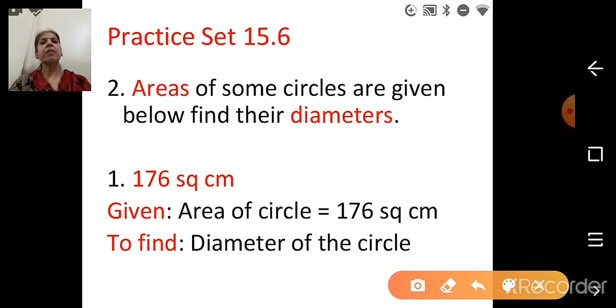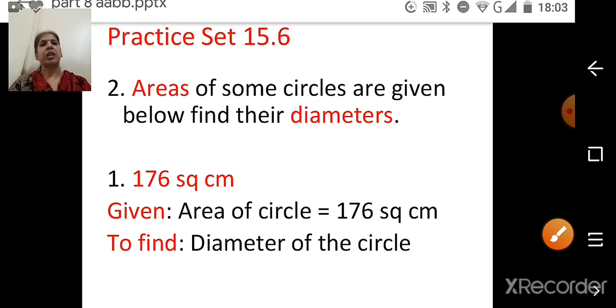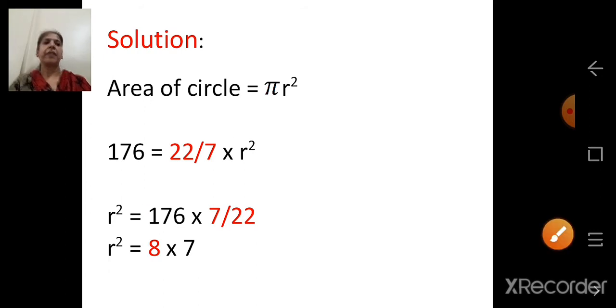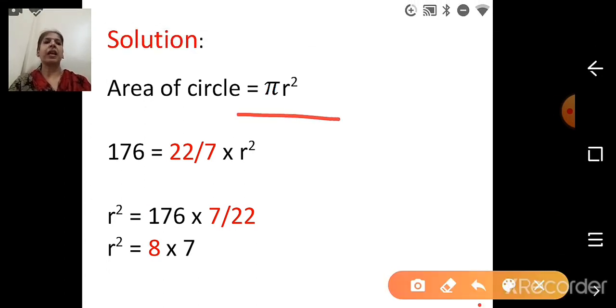So how will we solve the sum? First we will write given. What is given? Area of circle is equal to 176 square centimeter. Next, we have to find the diameter of the circle. Now solution. What is the formula we have learned for the area of a circle? Area of circle is pi r square. But what have they asked us to find? Diameter. So first what will we do? We will substitute the values.